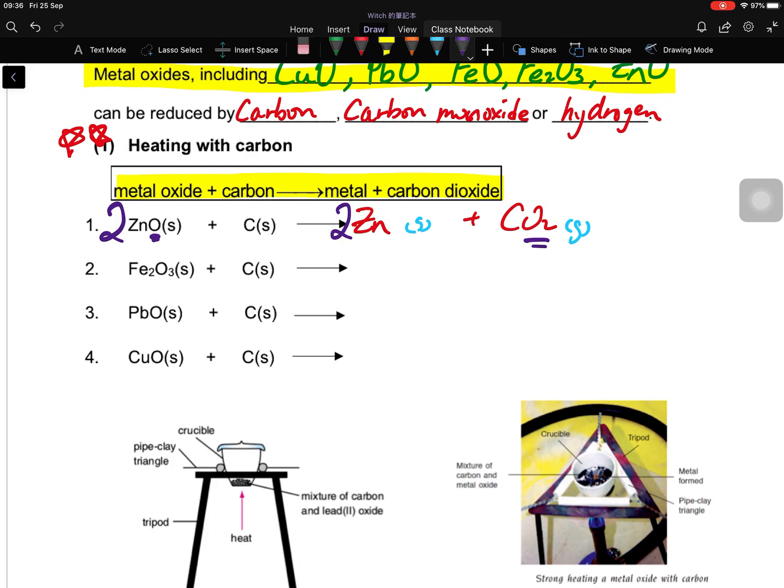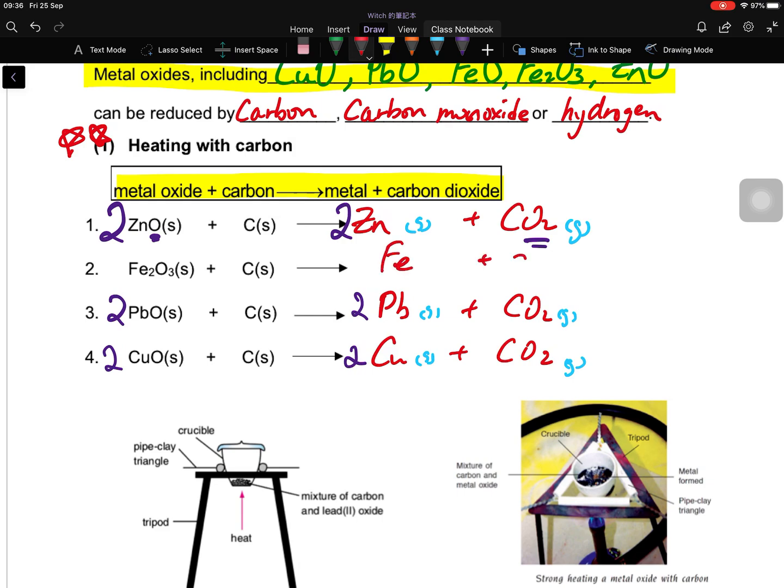Then we balance the equation with similar ideas. For the lead and copper, we can do the same with the same coefficients. So we write it down like this, and the result is 2, 2, 2, 2. So how about the iron metal? As mentioned in the word equation, iron metal and CO2 should be obtained, right? This is all from the word equations.